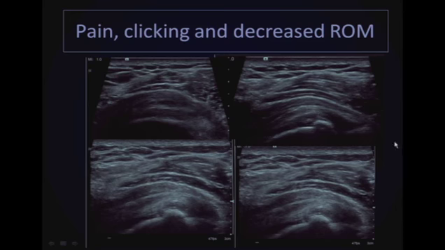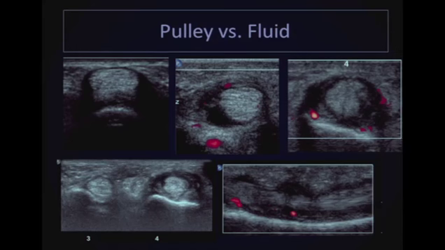And I'll talk a little bit more about dynamic studies and impingement later. Now, knowledge of normal anatomy is also important because you don't want to mistake normal structures for pathology. In this case, the finger pulley. This is a flexor tendon in one of the digits. There's a superficial and a deep flexor tendon.